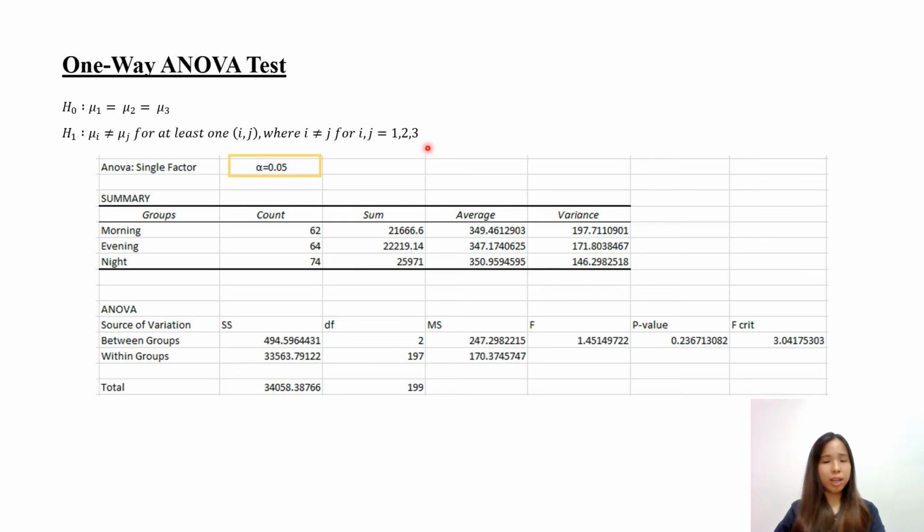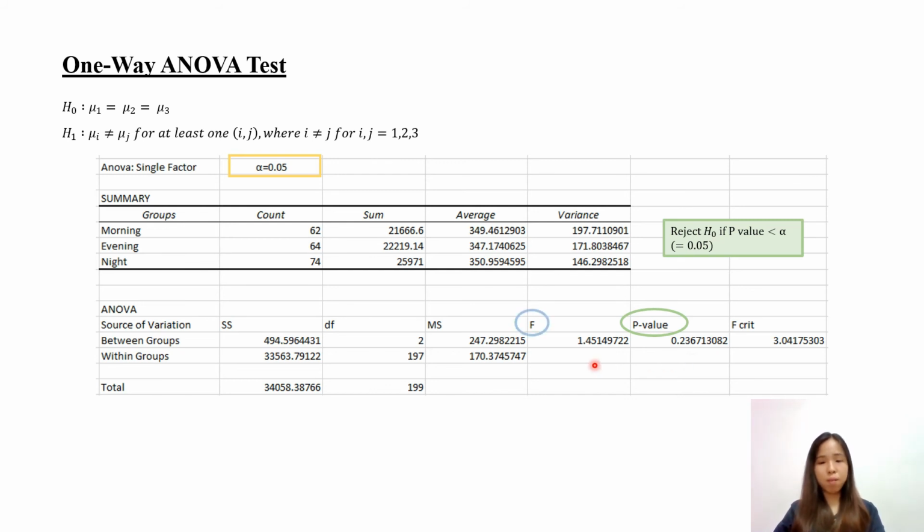By using the data analysis tool, we can obtain the following result. This is a summary table, and this is the ANOVA table. In the ANOVA table, SS is the sum of squares, DF is degrees of freedom, MS is the mean of squares, F value, P value, and F critical value. We can notice that the p-value is 0.2367, and we can reject H0 if the p-value is less than the alpha value, which is 0.05.